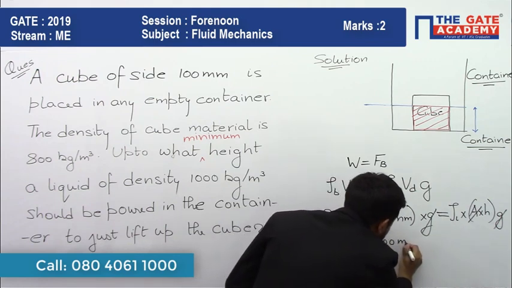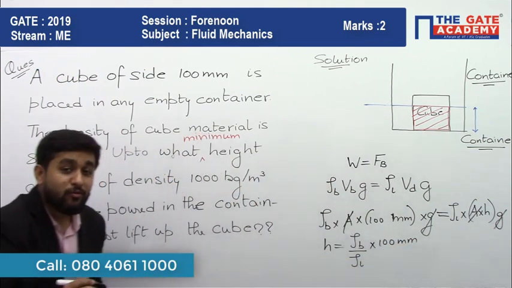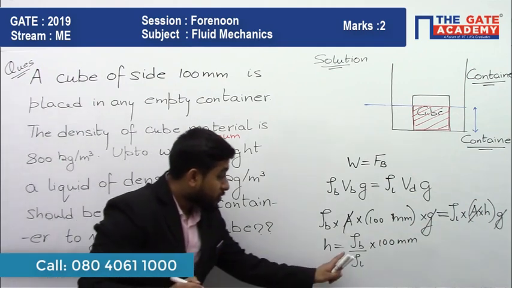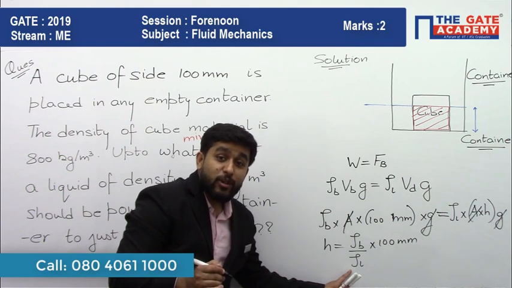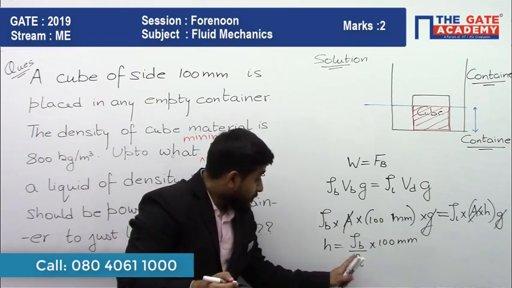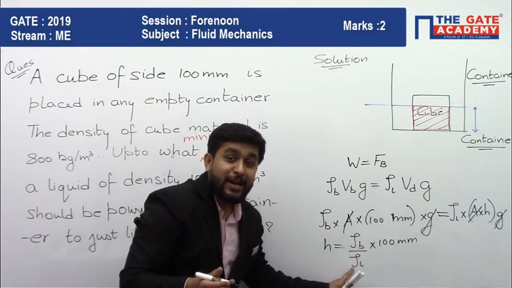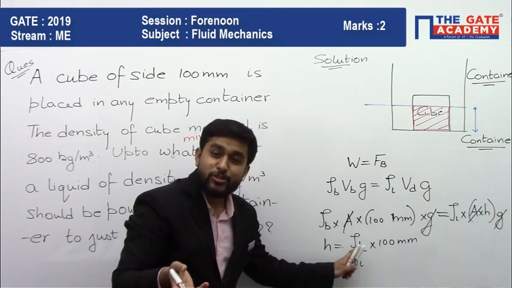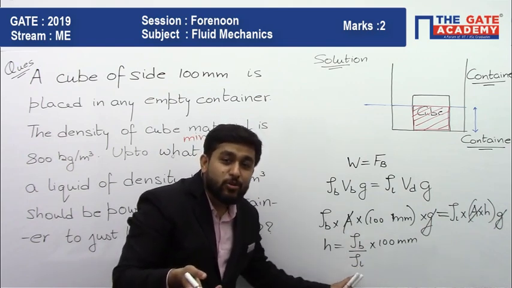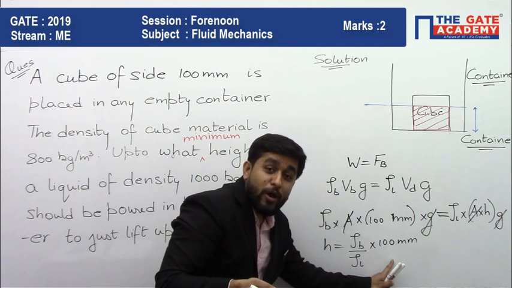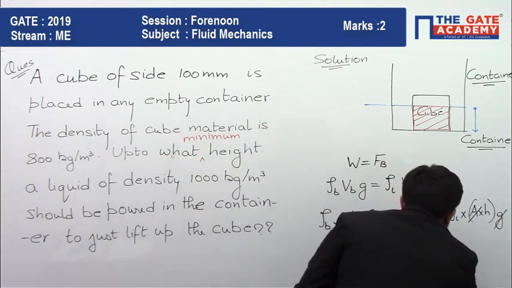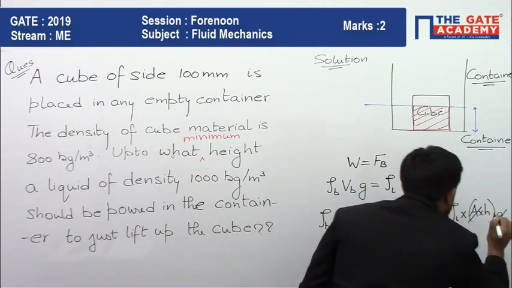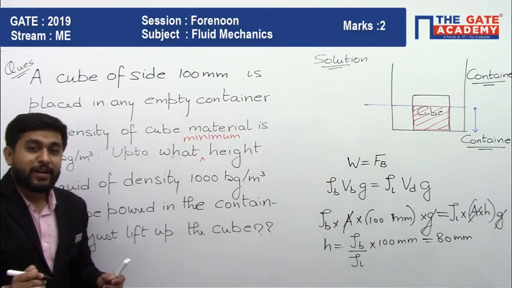They are asking us to find H only, that is the height of the liquid in the container. Now rho B is equal to 800 kg per meter cube. Rho L, the density of liquid, is 1000 kg per meter cube. So 800 by 1000 is 0.8. This is a ratio, so it is not going to have any units. So 0.8 into 100 mm is 80 mm. So your final answer is 80 mm. So this is the correct answer.